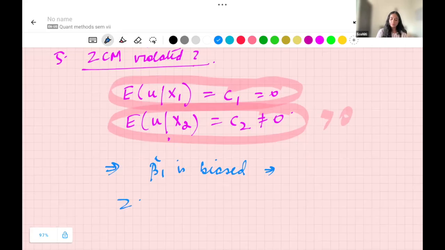So GCM is crucial for the unbiasedness property.